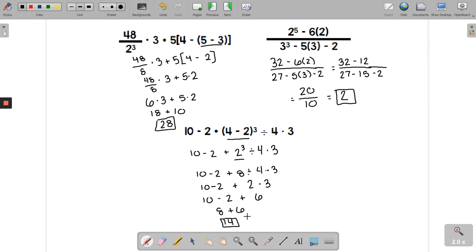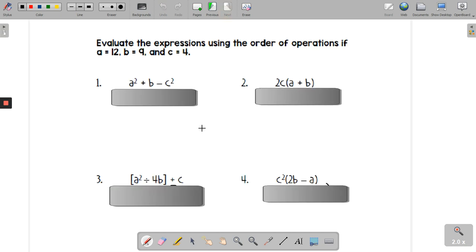So that is how you do PEMDAS, order of operations. Now we're going to take this one step further. We're going to apply the order of operations to an expression that has variables. Number 1 has a squared plus b minus c squared. We have to substitute in our a, b, and c that are given. You're just substituting them in where the letter is, everything else stays the same.